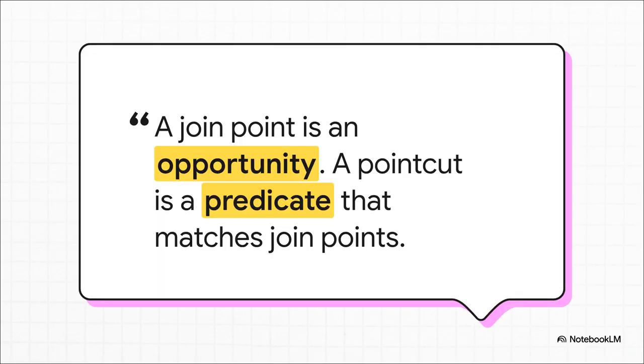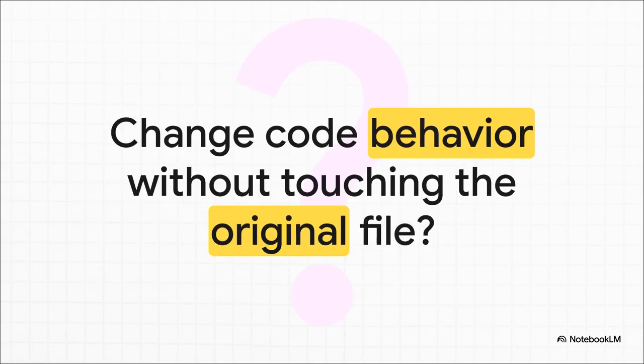You know, if you take away only one thing from this explainer, let it be this simple idea right here. A join point is an opportunity. A point cut is the rule or the predicate that tells your code which of those opportunities to actually act on. And that leaves us with a pretty fascinating thought, doesn't it? AOP lets you fundamentally change your application's behavior without ever modifying its source code. Just think about the power in that. What kinds of possibilities does that unlock for building more dynamic and adaptable software in the future?